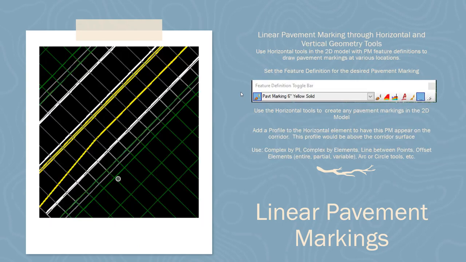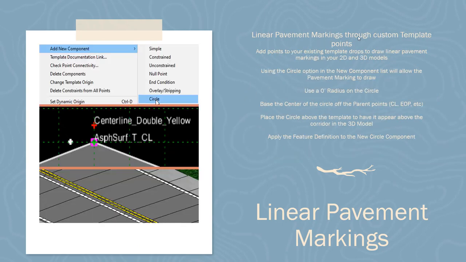Okay. The next way to do that is linear pavement markings through custom template points. So basically you are using the circle option, which is something new inside of ORD. Add a new component whenever you're inside of the template library or a template drop. You can add a new component, which is a circle. That circle will actually physically draw in your drawing. Whereas if you were to put a point out there, you would have more difficulty getting that to draw. But a circle is created, and we'll just make it a 0 radius circle. And that will cause it to draw in our 2D and 3D models.